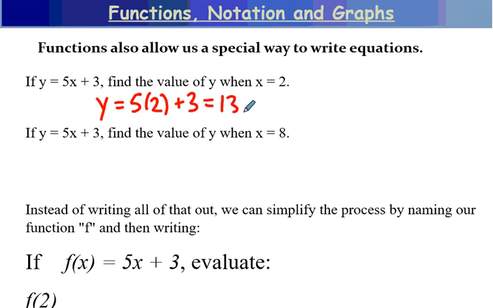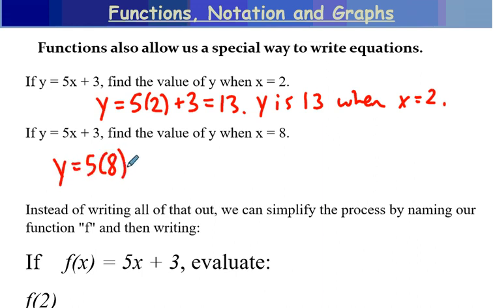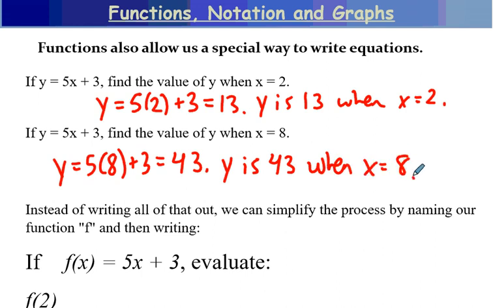That's still a lot to write. Watch me write it, right? I'll say y is 13 when x equals 2. I can do it, but it's a lot to write. Second one, almost the exact same question. I would have to write it all out or say it, just adjusting the very last number. If y equals 5x plus 3, find the value of y when x equals 8. That means put 8 in for x. 5 times 8 is 40, plus 3 is 43. I would reply by saying y is 43 when x equals 8. That is cumbersome to do over and over again. It's a lot of writing, it's a lot of verbiage.